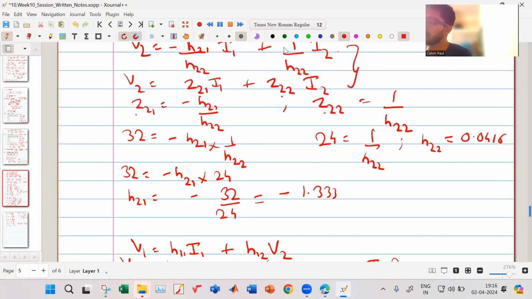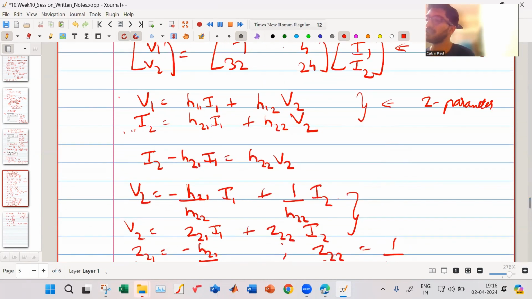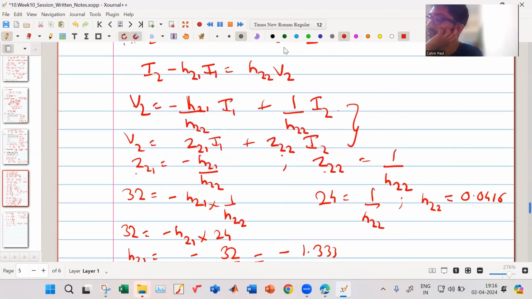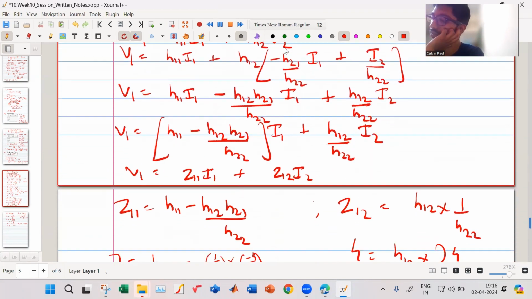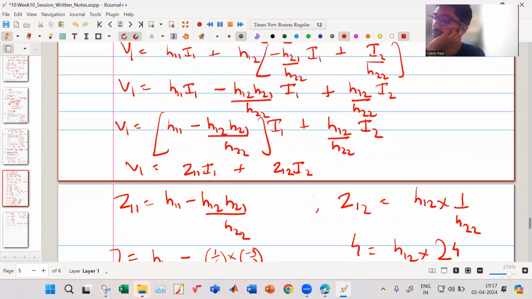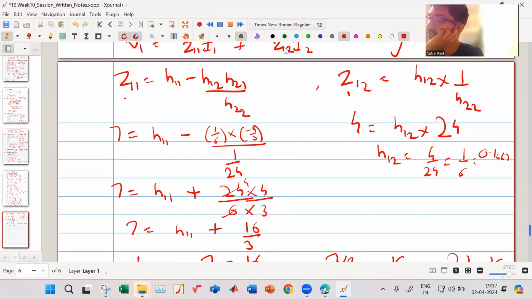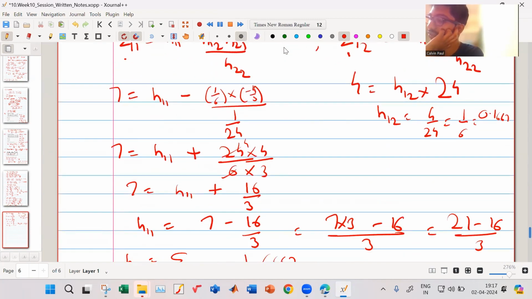Similarly, the first equation I modified. I have found V2 in terms of I1, I2, so I substitute that over here. Once I do that, I will get another set of equations, which is like this. Then I compare these two, and I get Z11, Z12. And from that I find H11, H12.